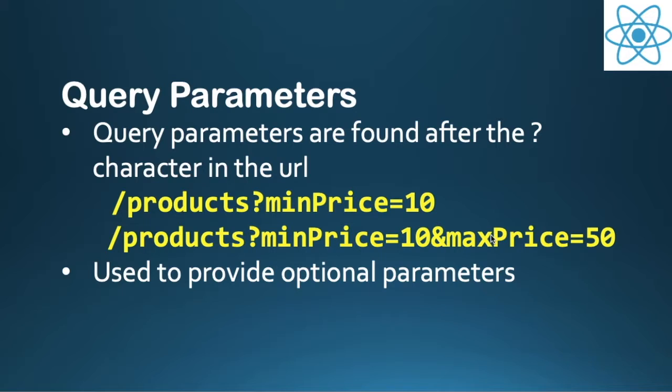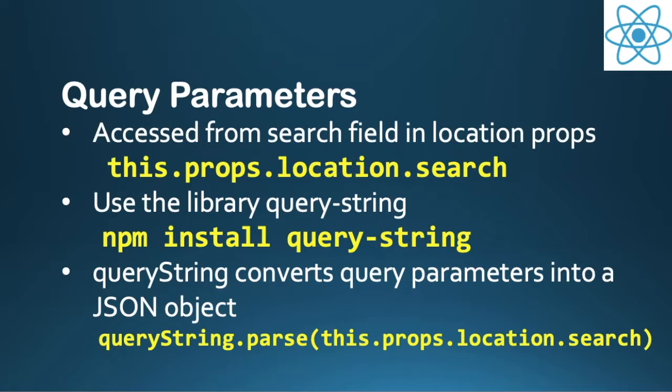The purpose of query parameters is to largely use them as optional parameters. So they can be as many as we want and we want to handle. And they are a very, very powerful way of providing optional parameters. So how do we use them in React? They can be accessed from the search field in location props. Like route parameters were there in match.params, this is in location.search. So the props has location, and in the search field of the location, we get these query parameters.